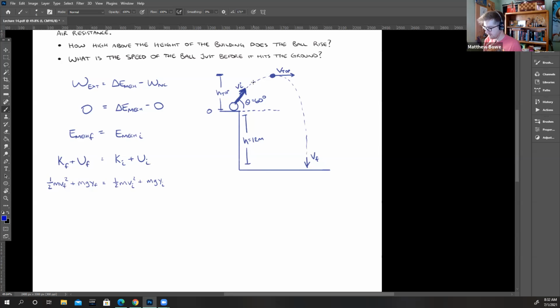And basically the final is, we don't want the height when the ball is down here. We already know how tall the building is. We're going to call this the initial and we're going to call this the final. The two scenarios that we're going to break this up into.